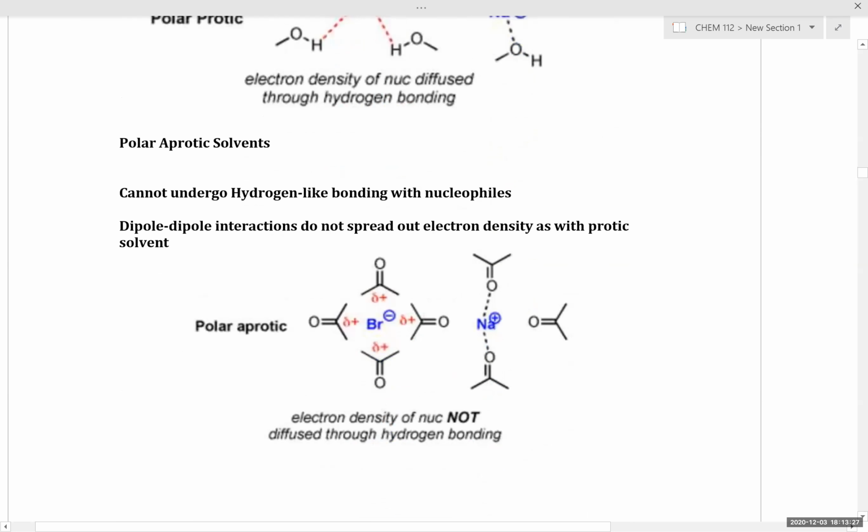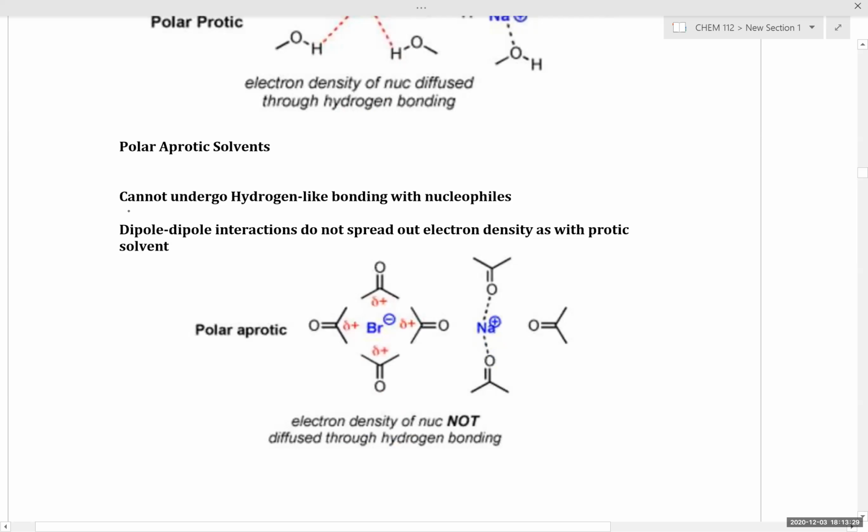If we think about polar aprotic solvents, they cannot undergo hydrogen bonding, and because we're not delocalizing our electron density or stabilizing any lone pairs on our nucleophile, we end up with a much more reactive nucleophile, as our charge is much more localized and our nucleophile is overall less stable in an aprotic solvent.